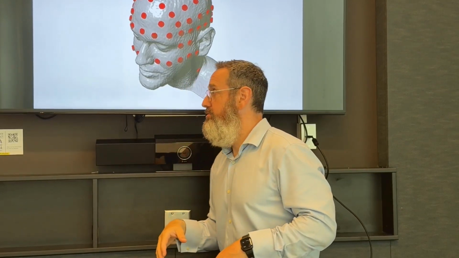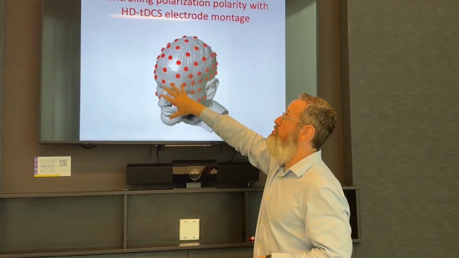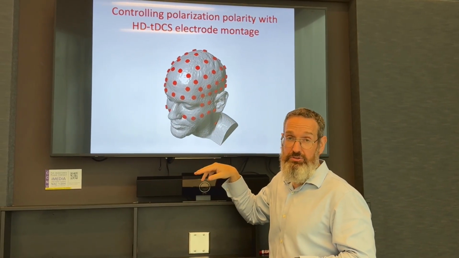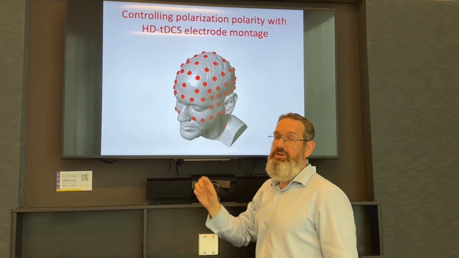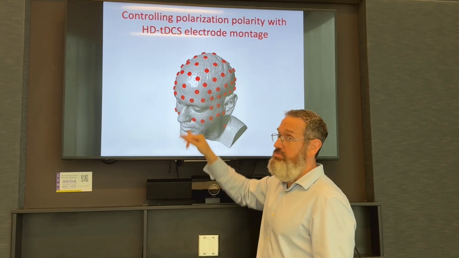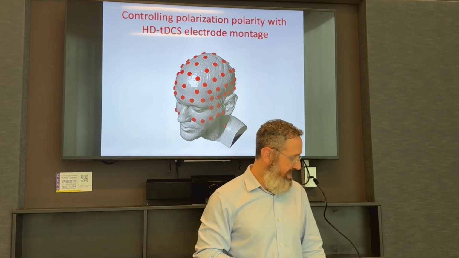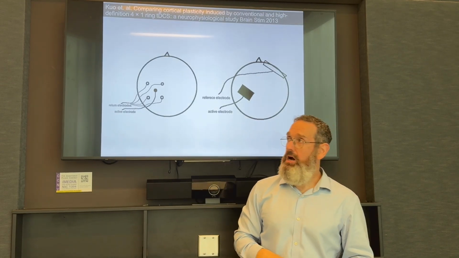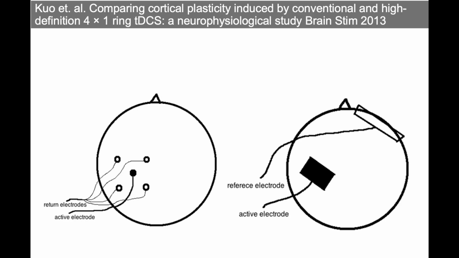I want to go back to this experiment, and so this shows you all the potential places you can put electrodes when you're talking about HD or high definition electrodes. These are smaller electrodes as opposed to the pads I showed you before. So in this particular study, in collaboration with Michael Nitsche's group, we compared two different electrode positions.